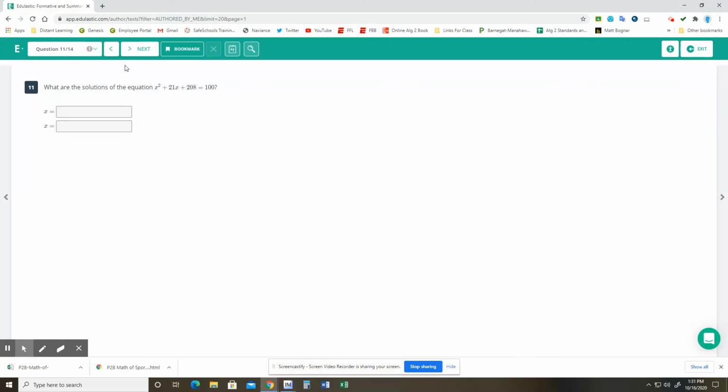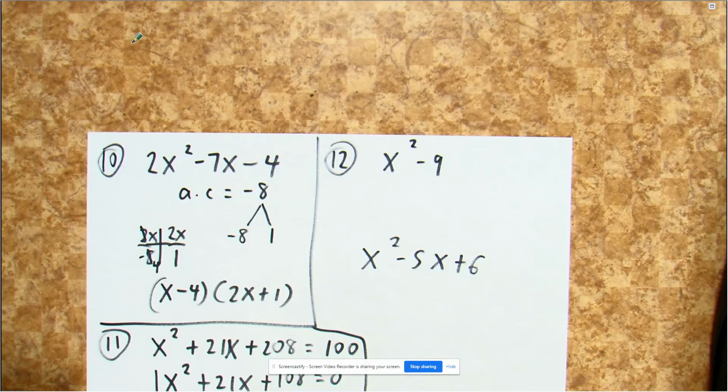Let's take a look at number 12. Number 12: when x squared minus 9 and x squared minus 5x plus 6 are factored, a common factor is... interesting. They give me two different quadratics, and they want me to factor each of them, and then identify what factor they have in common.